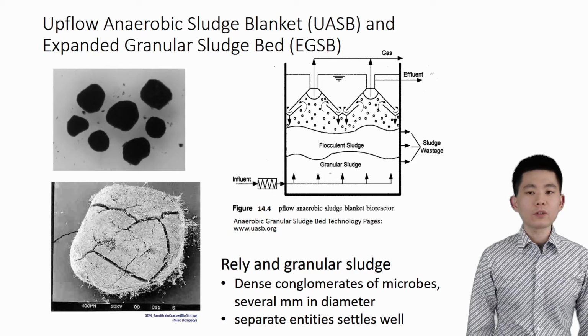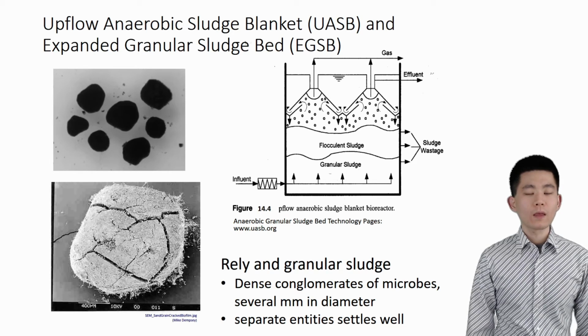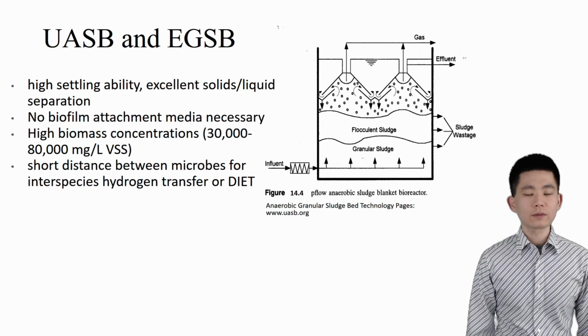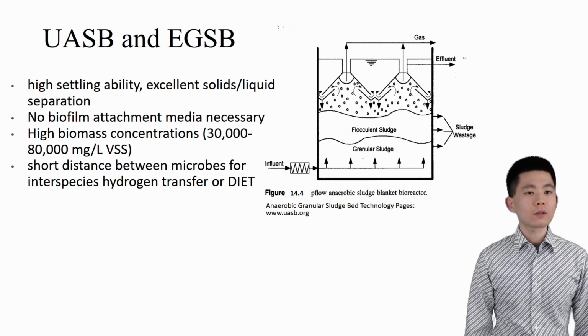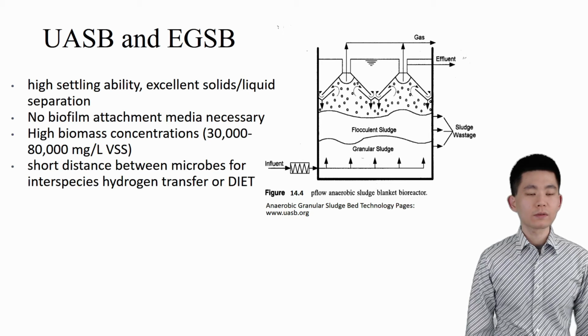To start up a UASB or EGSB, it is often helpful to seed with granules from existing plants. A high loading rate is often preferred to get better granulation. Also, higher upflow velocities help select for denser granules. The large granules mean high settleability and good solid-liquid separation, therefore good biomass retention. Also, the granules require no attachment media to reach high biomass concentration.